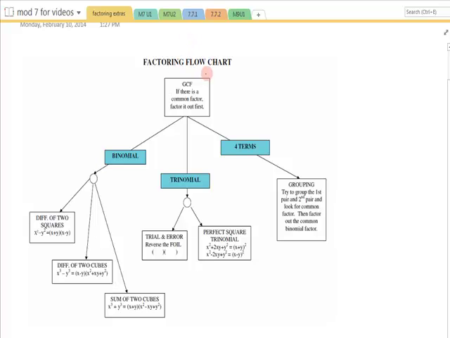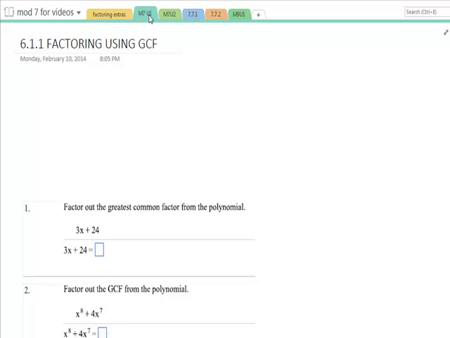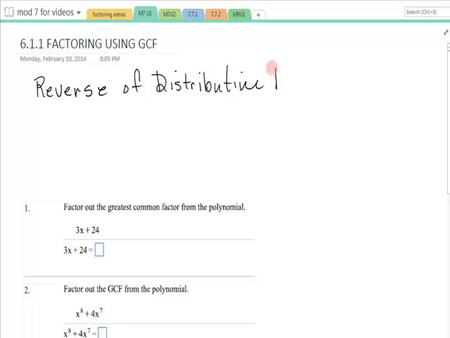It says if you're going to factor a polynomial, at the top, this is where you start, you're going to look for a GCF. If there is a common factor, factor it out. We'll come back to this, but greatest common factor. You're going to look at your polynomial and you're going to see if there's a common factor. This method is the reverse of the distributive property.